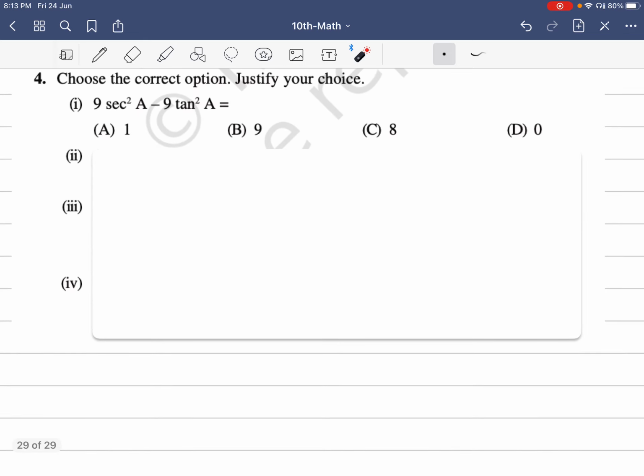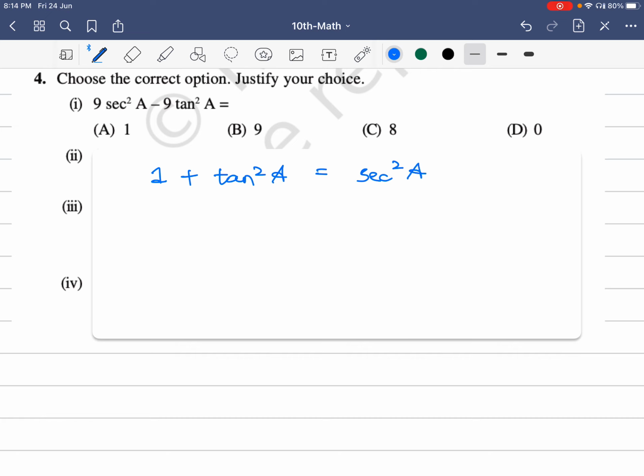Yes, let's read it. So the first problem is 9 sec square a minus 9 tan square a is equal to what? Okay, so this is a problem which I think you can immediately guess is based on a trigonometric identity. What is the trigonometric identity? We have 1 plus tan square a is equal to sec square a. Okay, this is a trigonometric identity.